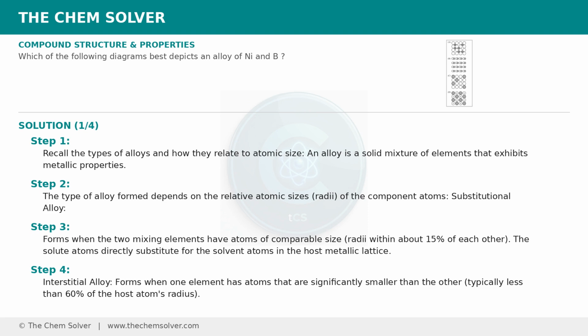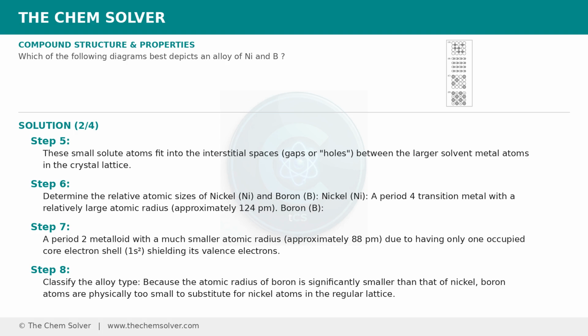Interstitial alloy forms when one element has atoms that are significantly smaller than the other, typically less than 60% of the host atom's radius. These small solute atoms fit into the interstitial spaces, gaps, or holes between the larger solvent metal atoms in the crystal lattice. Determine the relative atomic sizes of nickel, Ni, and boron, B.